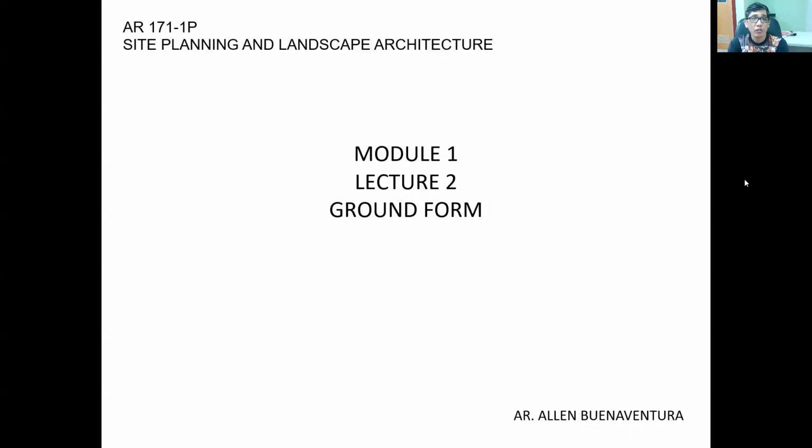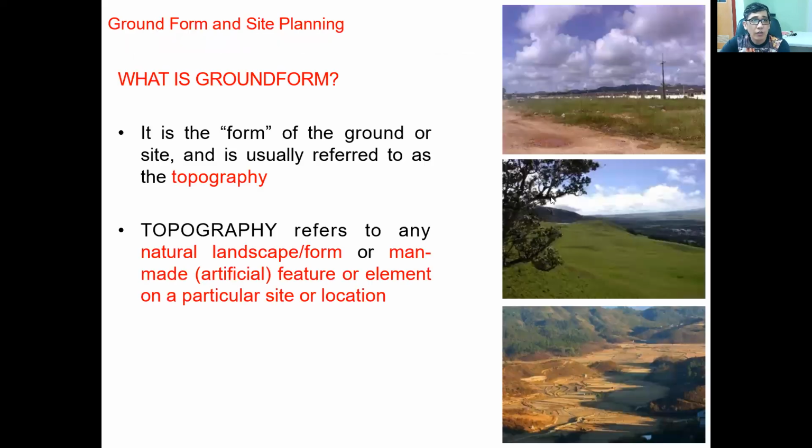Okay, so Module 1, Lecture 2, Ground Form for Site Planning and Landscape Architecture. So what is a ground form? It is a form of the ground of a site and is usually referred to as the topography. Topography refers to any natural landscape form or man-made artificial features or elements on a particular site or location.